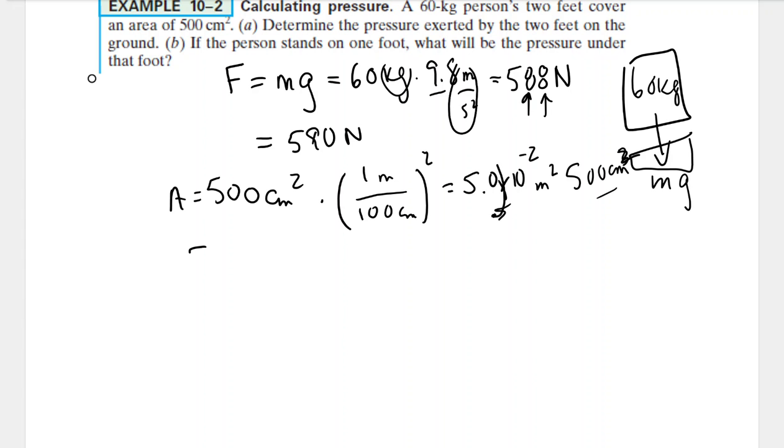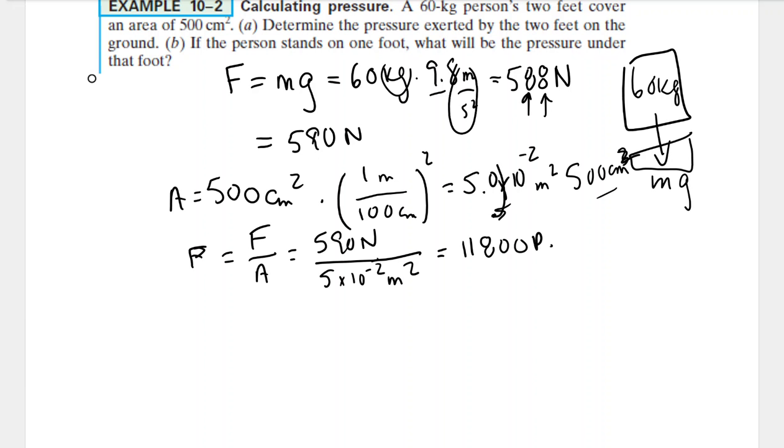And so now let's do the pressure, which is force per area. We've got 590 newtons divided by 5 times 10 to the minus 2 meters squared. And that's good. That's newtons per area. That should work. So if we go 590 divided by 5 times 10 to the minus 2, that gives me 8,000 pascals, or let's just go to 2 sig fig, 12,000 pascals. Now, that's for part A.